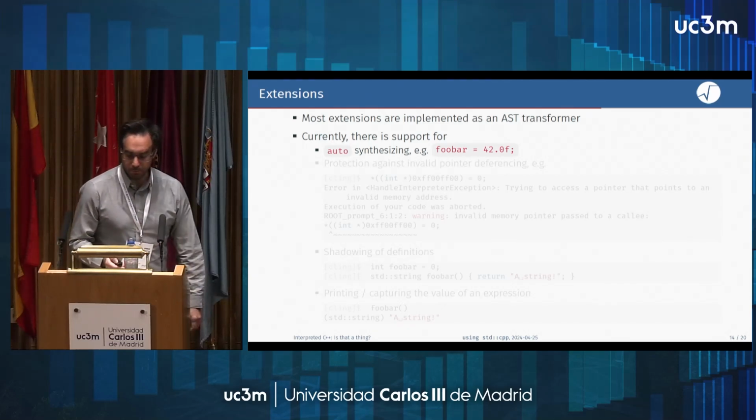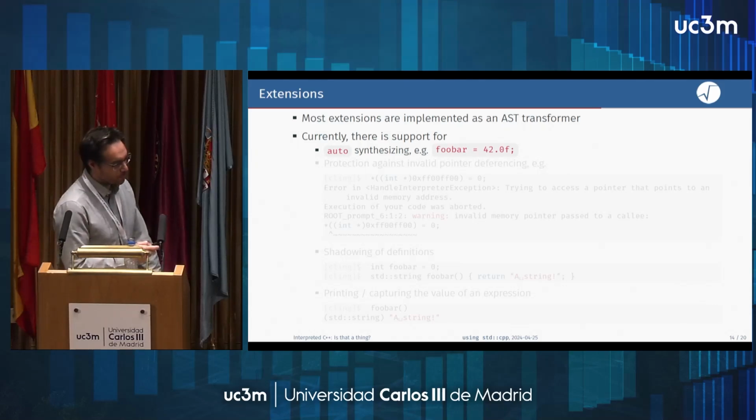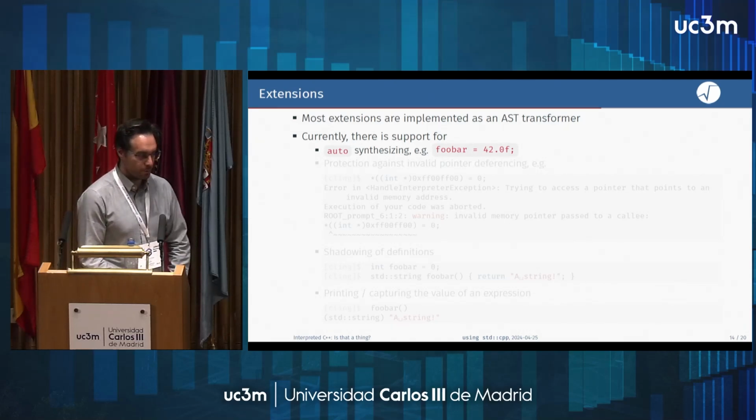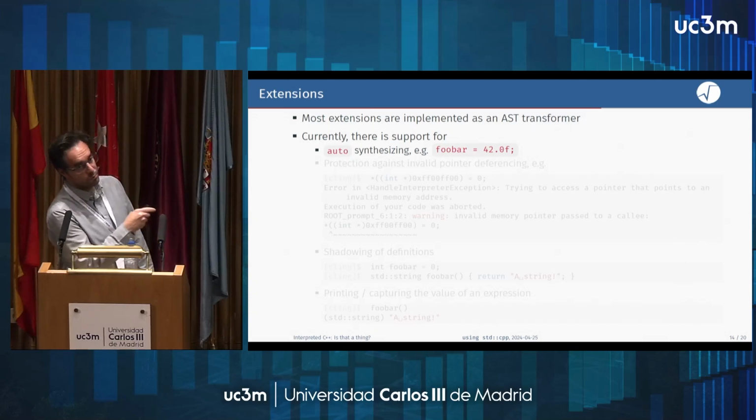So let's talk about extensions briefly, because I'm running almost out of time. Most of the extensions for Cling are implemented as AST transformers. Currently, we have support for the auto keyword synthesizing, as we saw before. In case you type foobar equals something, if foobar is not defined, we synthesize the auto keyword and you get auto foobar equals whatever initialization value.